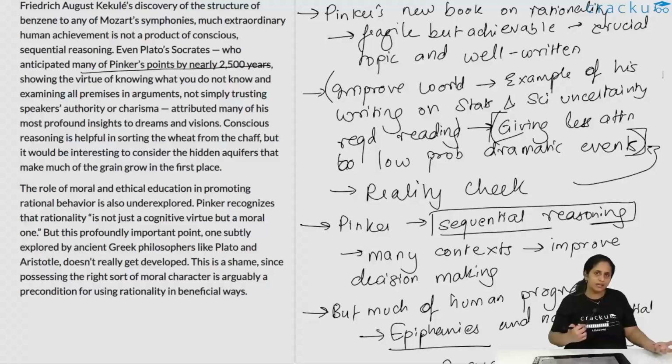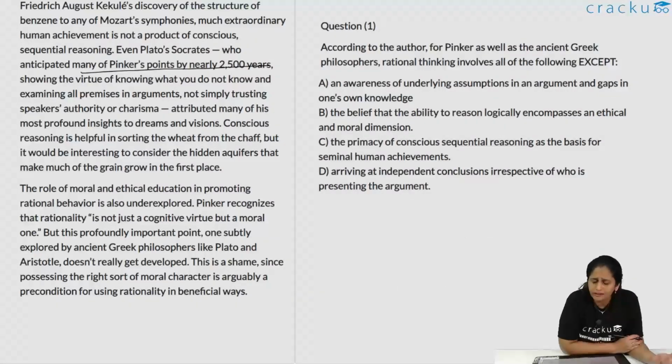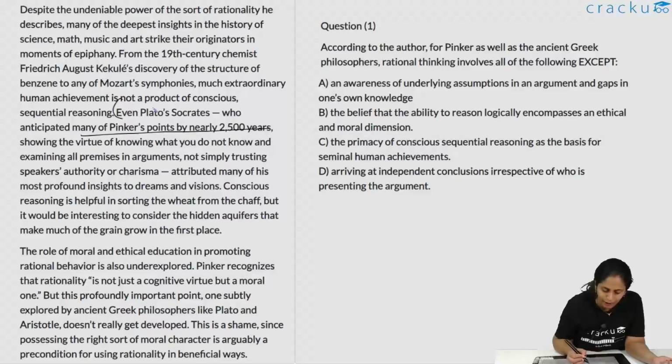So now that you understand what the passage is about, let's take a look at the questions. The first question is, according to the author, for Pinker as well as the ancient Greek philosophers, rational thinking involves all of the following. So he says that for Plato, Socrates, who anticipated many of Pinker's points by nearly 2500 years, showing the virtue of all.